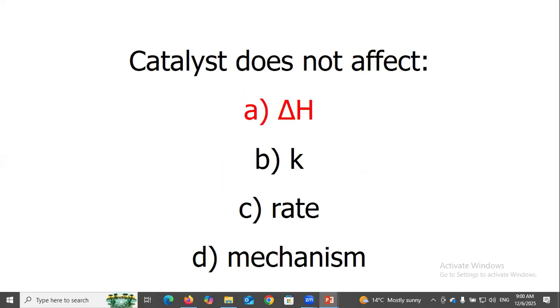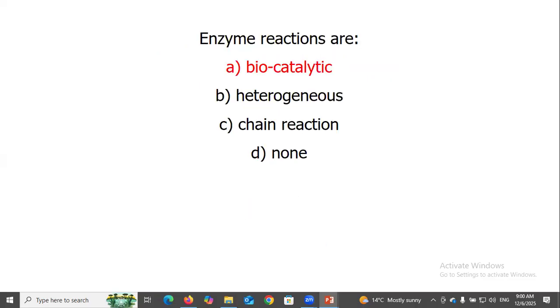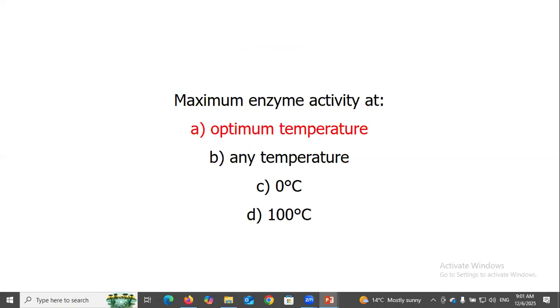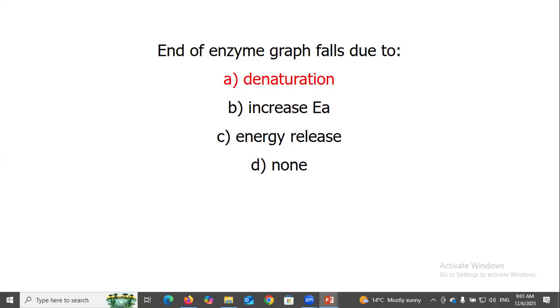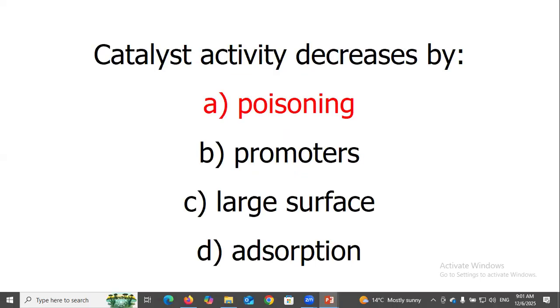Catalyst does not affect enthalpy, constant K, rate, mechanism. Correct option, option A, enthalpy. Enzyme reactions are biocatalytic, heterogeneous, chain reaction, none. Correct option, option A, biocatalytic. Maximum enzyme activity at optimum temperature, any temperature, 0 degrees Celsius, 100 degrees Celsius. Correct option is option A, optimum temperature. Enzyme graph falls due to denaturation, increased activation energy, energy release, none. Correct option, option A, denaturation.